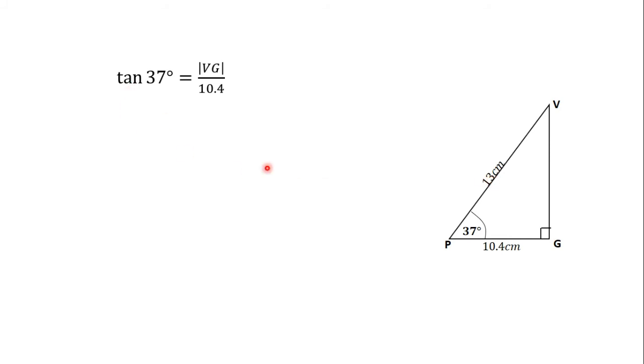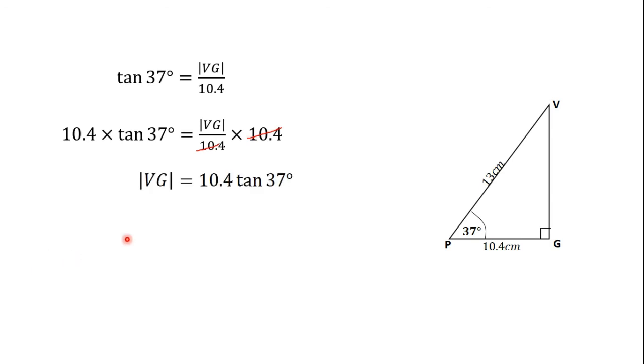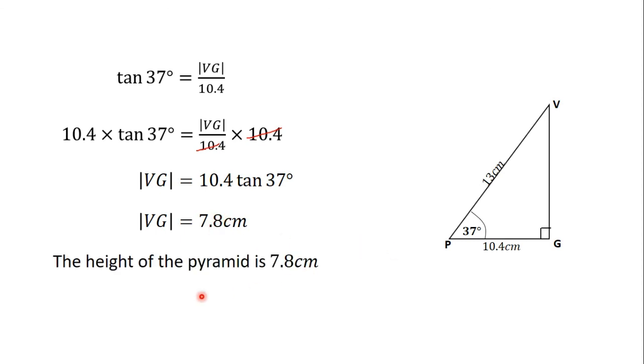Here I'm going to use tan. Tan 37 degrees is equal to opposite, that is VG, divided by the adjacent, which is 10.4 centimeters. To find VG, I'll multiply both sides by 10.4, so 10.4 cancels 10.4, meaning that VG is equal to 10.4 tan 37 degrees. If you find this on your calculator, you have VG to be 7.8 centimeters. That means that the height of the pyramid is 7.8 centimeters.